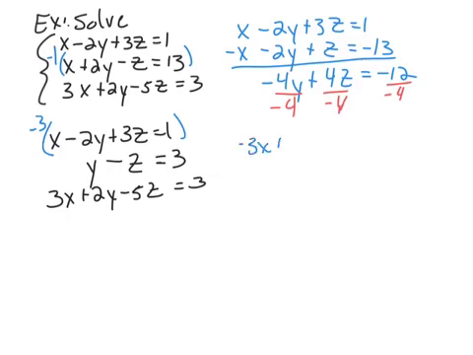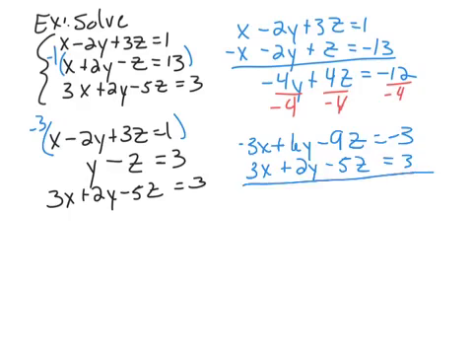Negative 3x plus 6y minus 9z is equal to negative 3. And then my third equation, 3x plus 2y minus 5z is equal to 3. We're not doing anything you haven't done before when you solve a system of 2 by 2s. We're just applying it to 3 equations now. So here I go. These two are going to add to 0, and I get 8y minus 14z is equal to 0. I'm going to leave that one just like it is and rewrite my system.